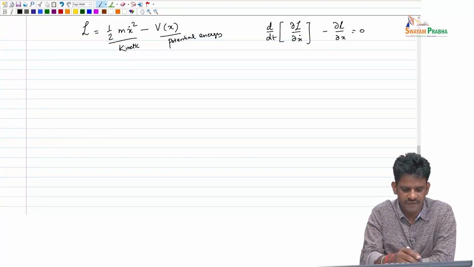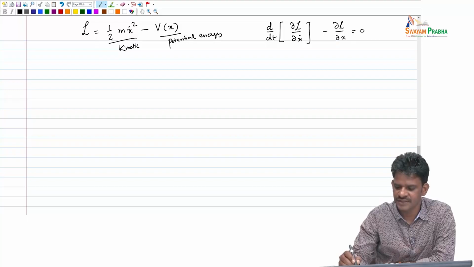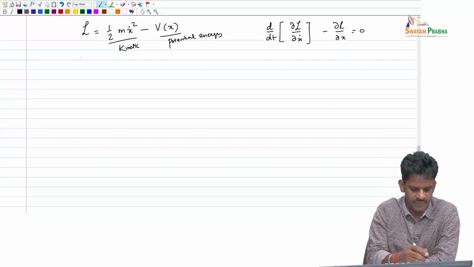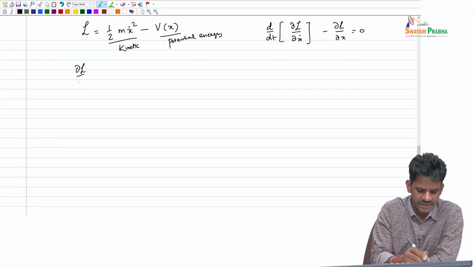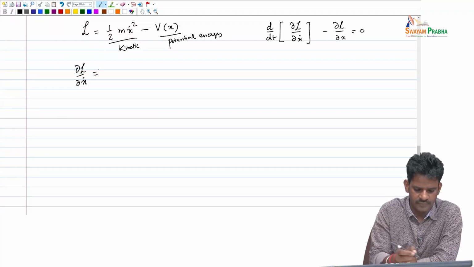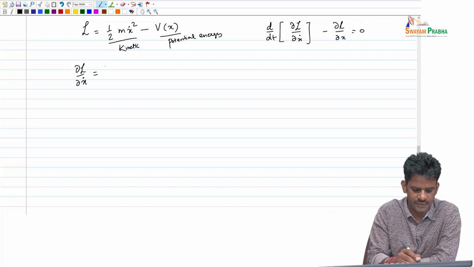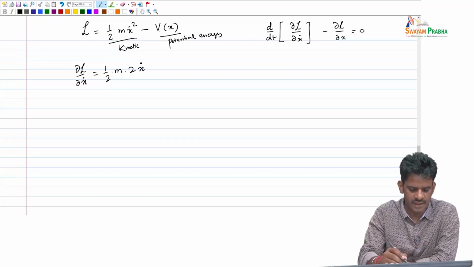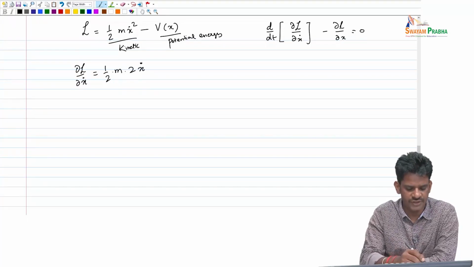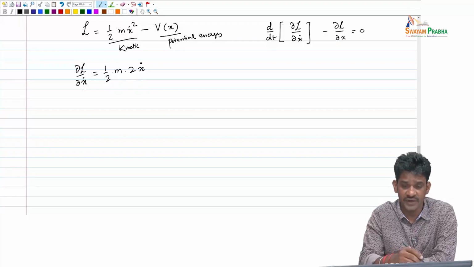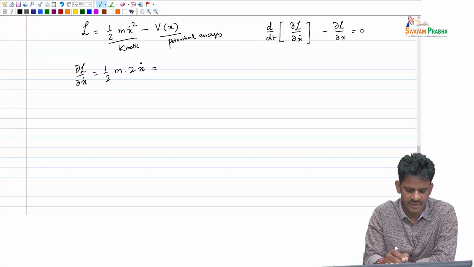Let's first find, for the given functional form that we have taken, what is dou L by dou x and what is dou L by dou x dot. So, dou L by dou x dot, you have to do this. So, you get 1 by 2 m times 2 x dot, and this function will not contribute because V is only a function of x, not x dot. So, you get dou L by dou x dot as simply m times x dot.